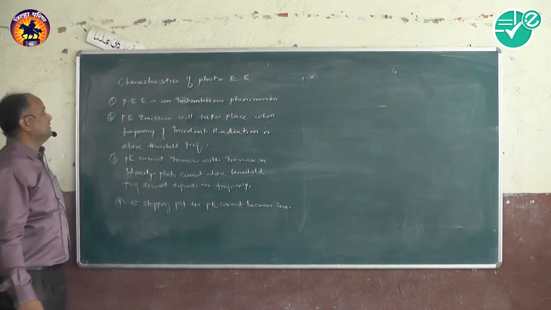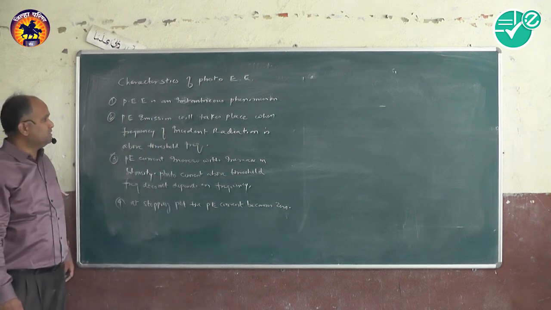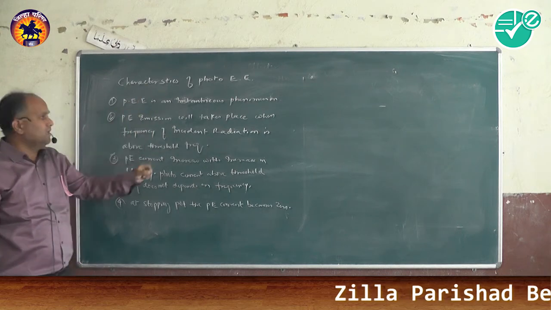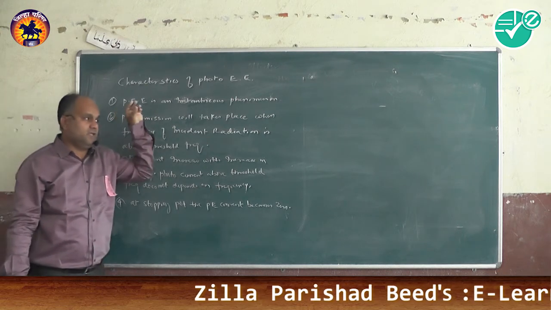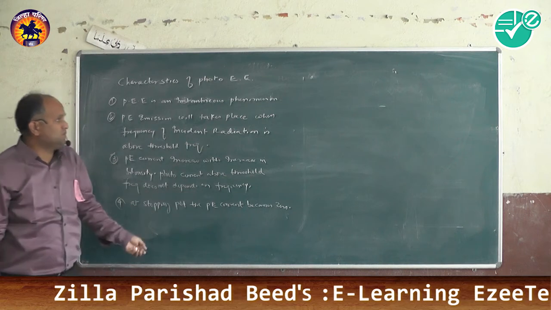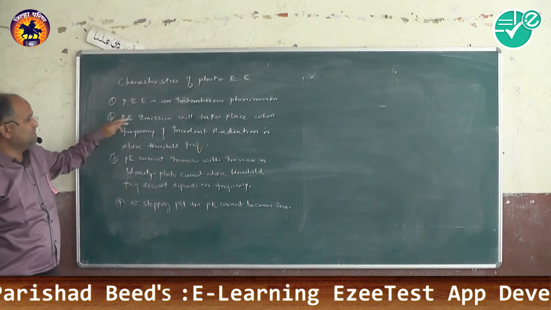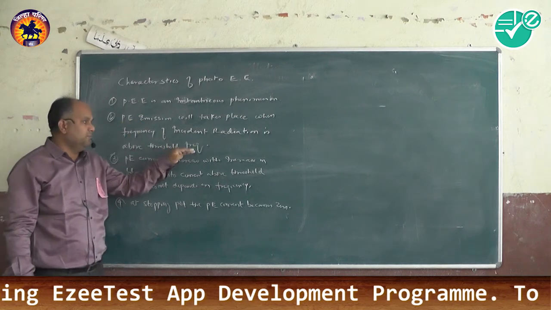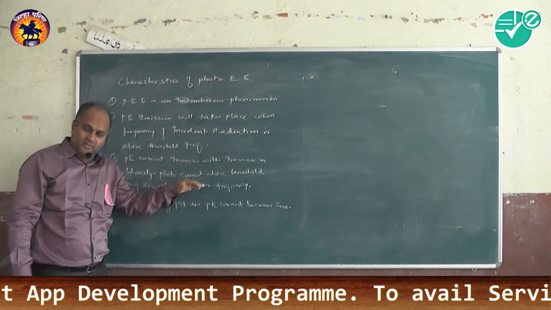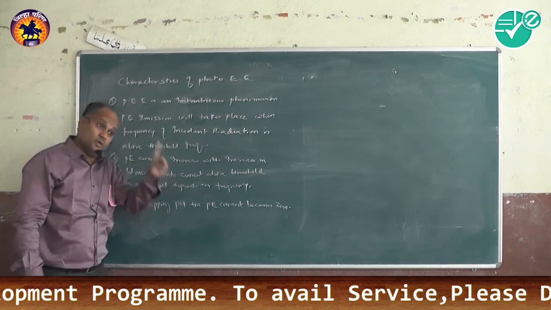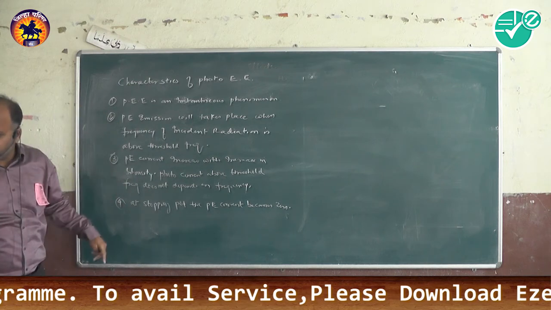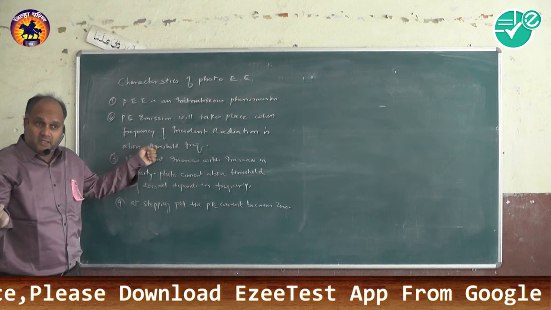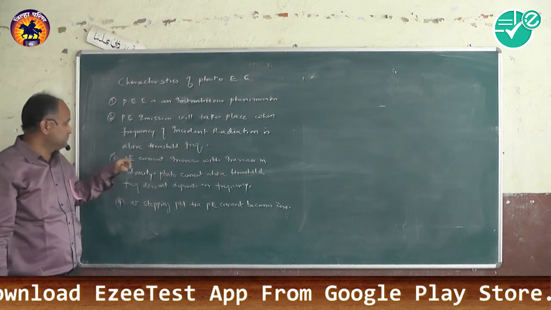These are the characteristics of the photoelectric effect or photoelectric emission. Photoelectric emission is an instantaneous phenomenon. The moment the light radiation falls onto the surface of the cathode, the emission just starts there. Photoelectric emission will take place when the frequency of incident radiation is above threshold frequency. Below threshold frequency, no emission will be there. Above threshold frequency, the emission will continue. The energy of the electron will go on increasing.